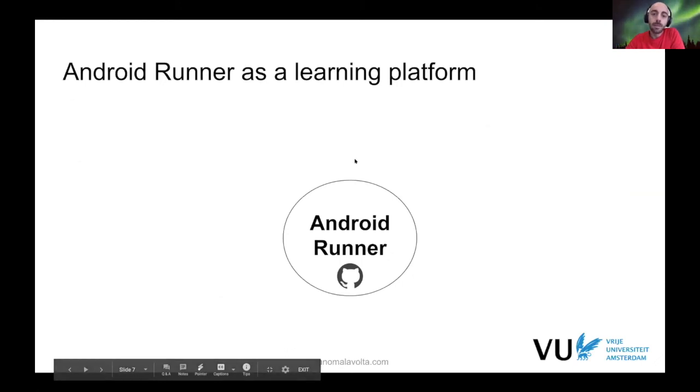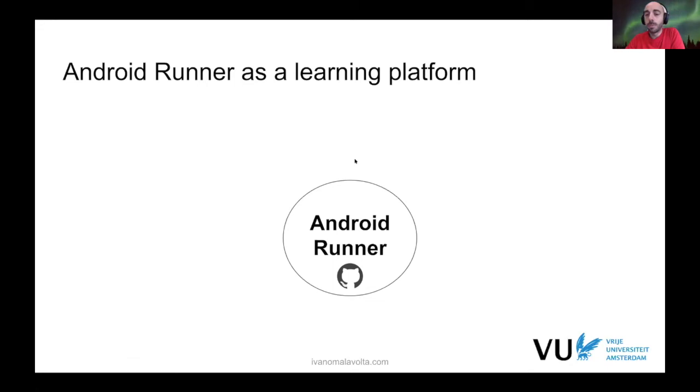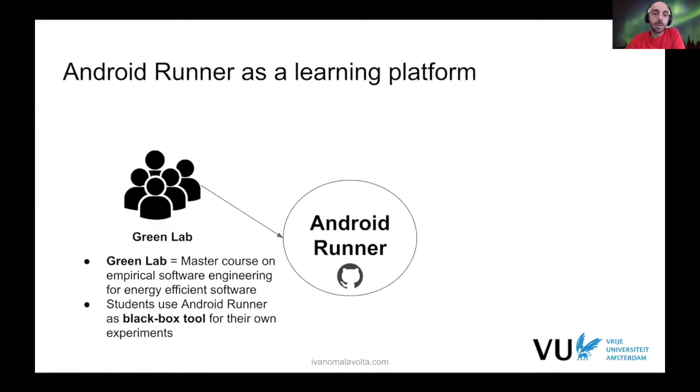Android Runner, we are using it at the VU in our group in several ways. Of course, one is for doing our own experiments, but we also use it as a learning platform where students attending the Green Lab course perform and use their own experiments using Android Runner. So they use it as a black box, basically.